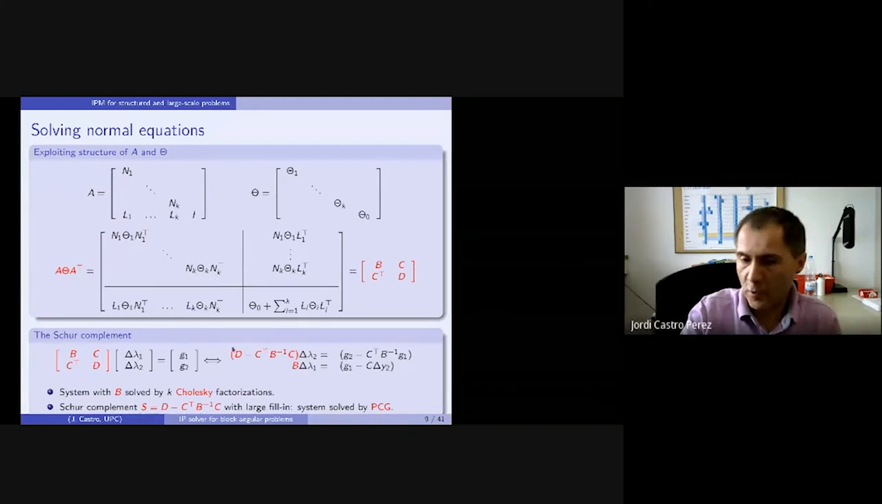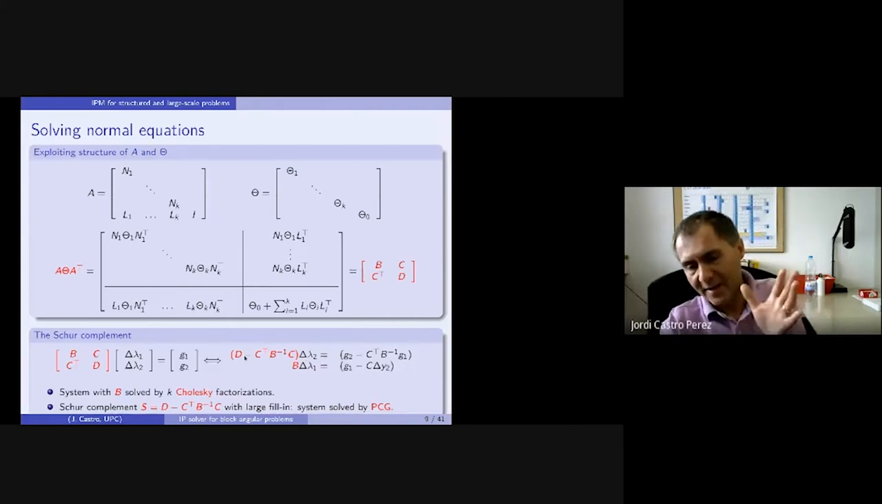But what about the second part? Here we need to solve a system with D minus C transpose, the inverse of B, times C. We cannot compute that because this matrix first can be very large. If we have a lot of linking constraints, the size of this system is the size of the linking constraints. These parts can be very large, and in addition it can be completely dense.